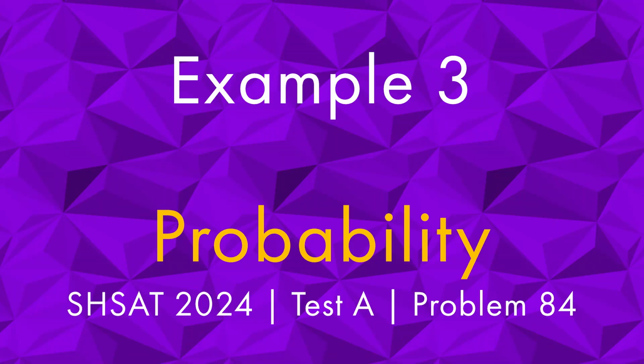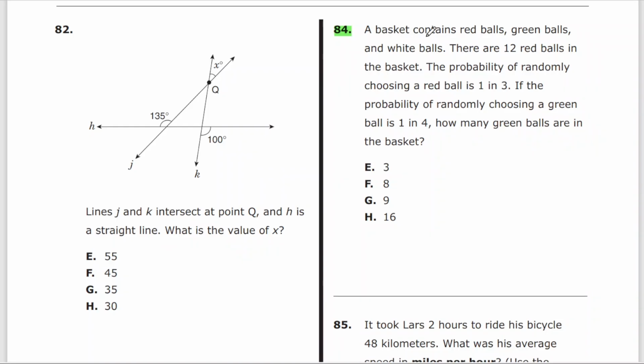The next problem is problem 84, test A, SHSAT 2024. A basket contains red balls, green balls, and white balls. There are 12 red balls in the basket. The probability of randomly choosing a red ball is 1/3. If the probability of randomly choosing a green ball is 1 out of 4, how many green balls are in the basket?